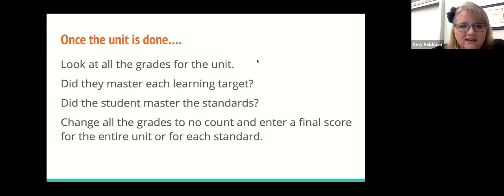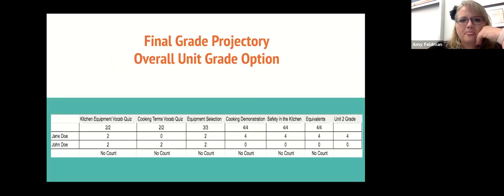So once the unit is done, you have taught everything, level 2, 3, and 4. You have given them different assignments and assessments. You are looking at an overall grade for the unit. Did they master each learning target? Did the student master the standards? So I give my students a grade on everything, 2 out of 2, 3 out of 3, 4 out of 4, so they can see, because it actually counts. But once the unit is done, now you have a choice, okay?